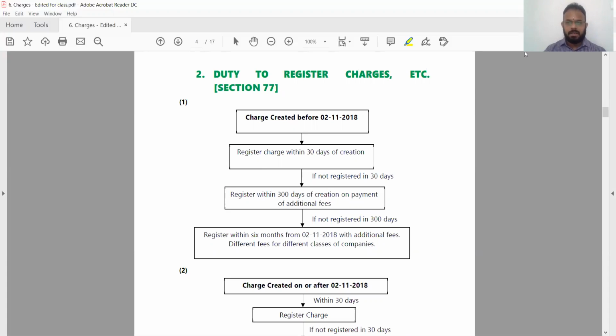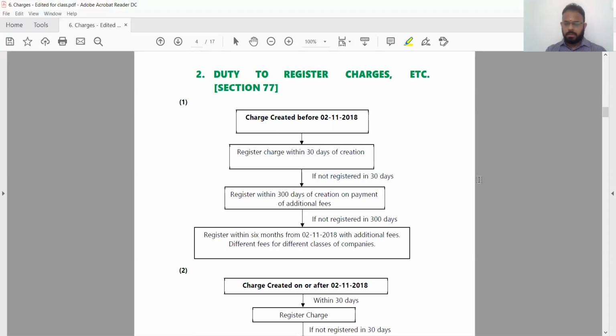If not registered in 30 days, register within 300 days of creation on payment of additional fees. That means almost a year, 365 days a year. So two months before, like 10 months, you can try to manage it. If you are not registering within 30 days, you can have 300 days' time. If not registered in 300 days also, register within 6 months from 2/11/2018 with additional fees. So that's what they have made. Now the bifurcation is 30 days, if not in 30 days, 300 days, if not registered in 300 days, 6 months from 2/11/2018, because after that everything has to be changed, right?